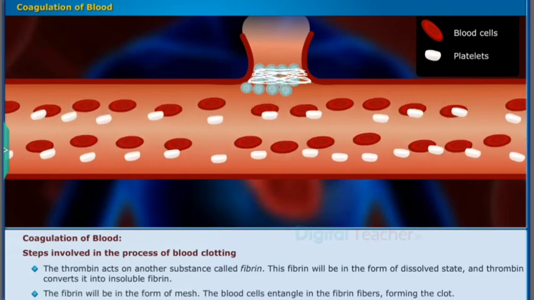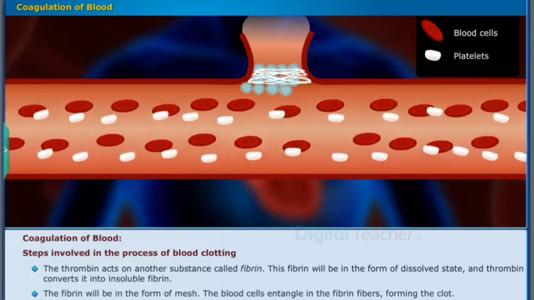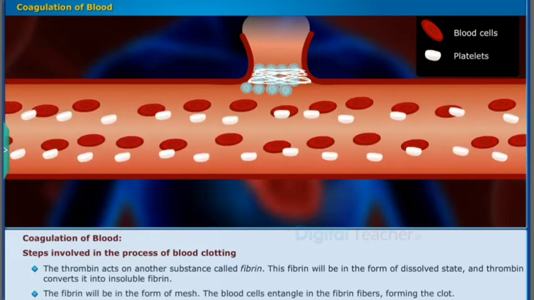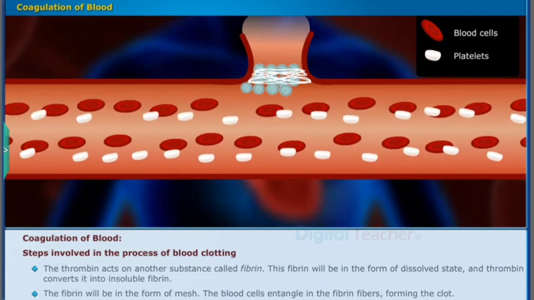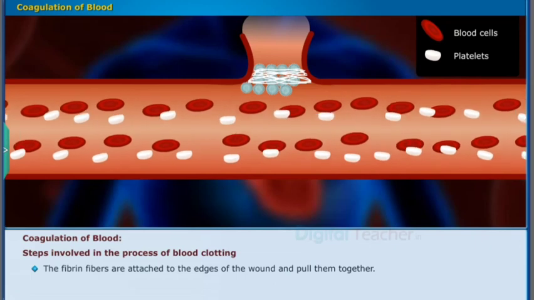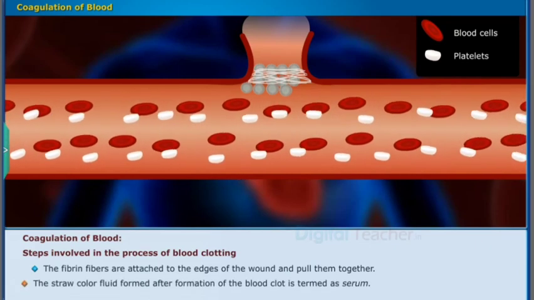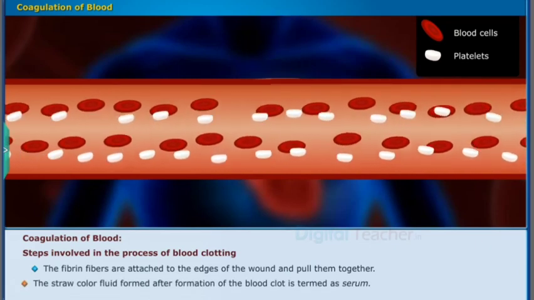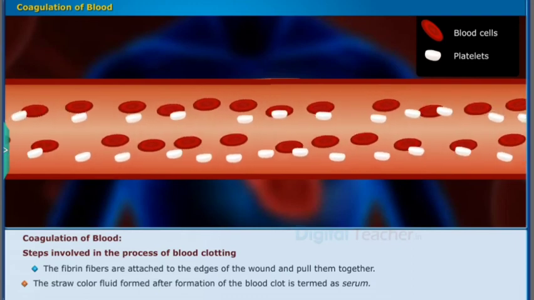The fibrin will be in the form of a mesh. The blood cells entangle in the fibrin fibers, forming the clot. The fibrin fibers are attached to the edges of the wound and pull them together. The straw-colored fluid formed after the formation of the blood clot is termed serum.